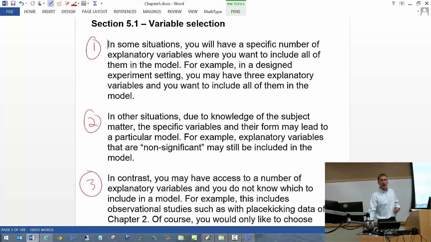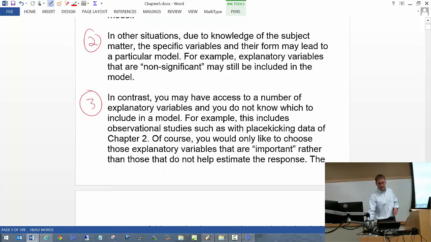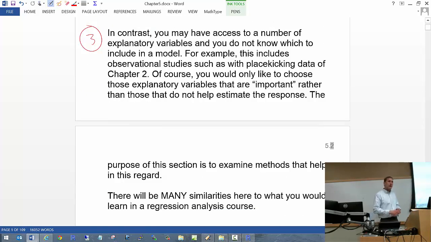What we're going to focus on, so in that particular case, variable selection isn't important. So you're going to keep a variable in the model no matter what. We're going to focus on number 3 here.